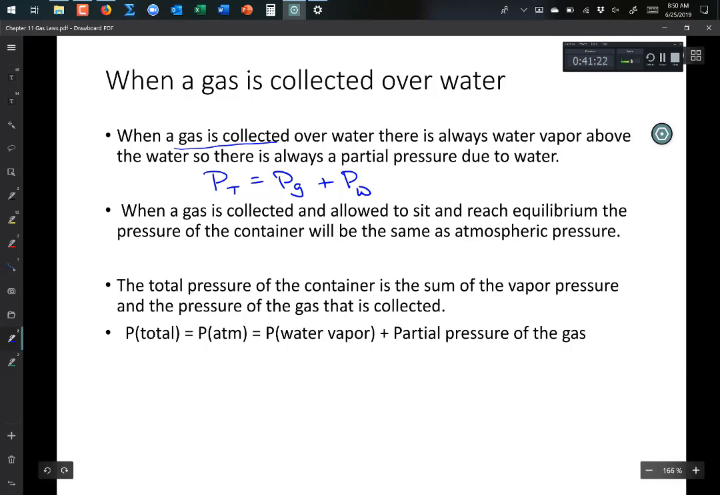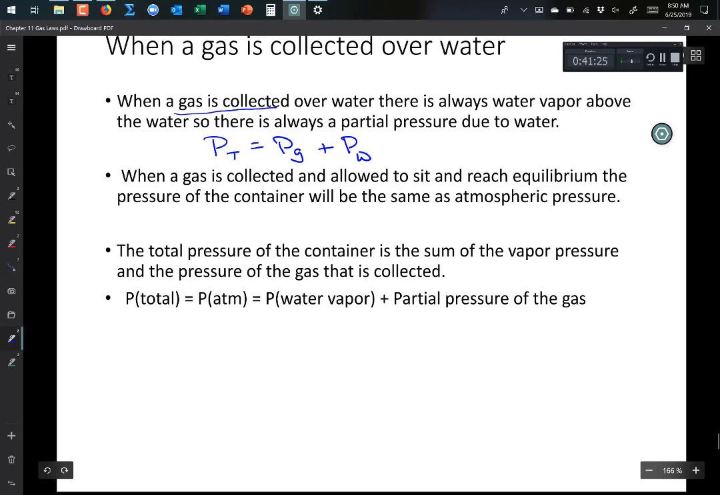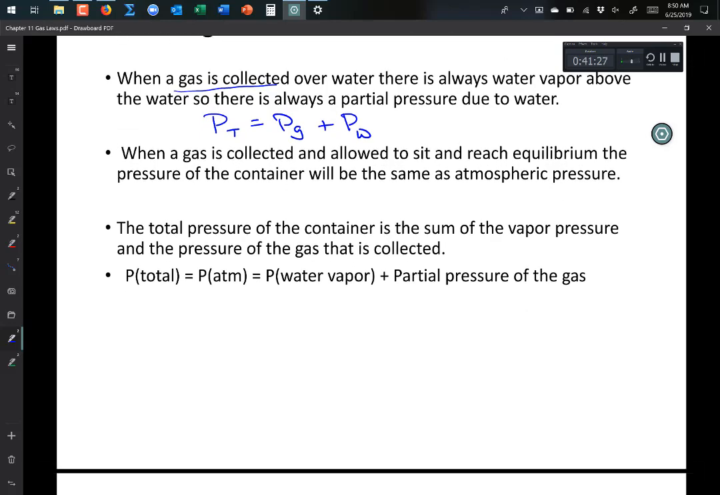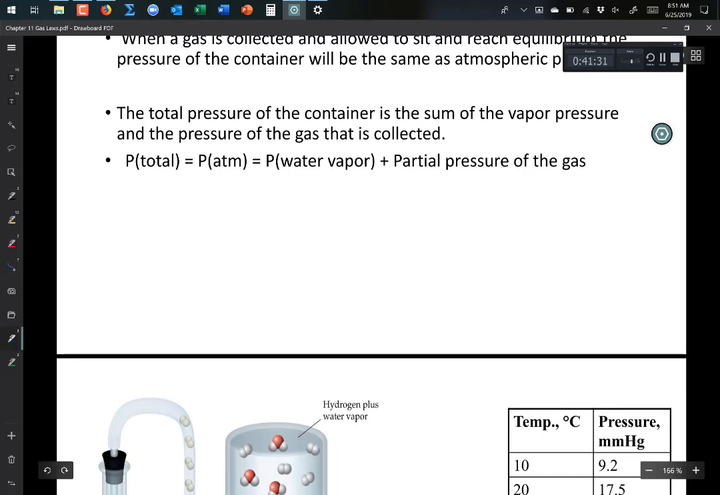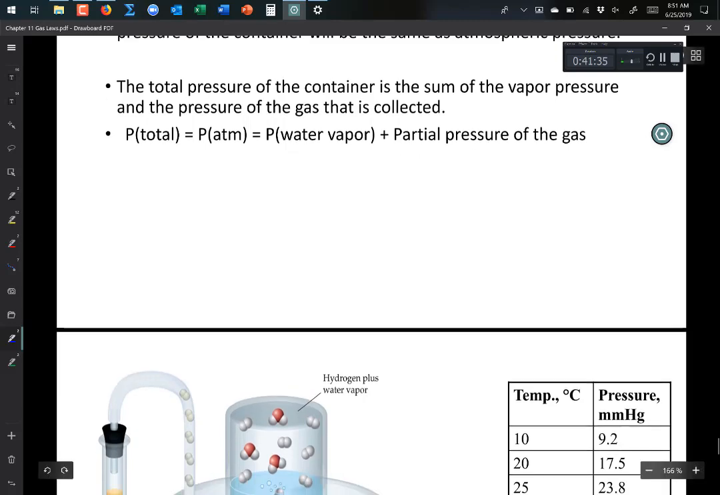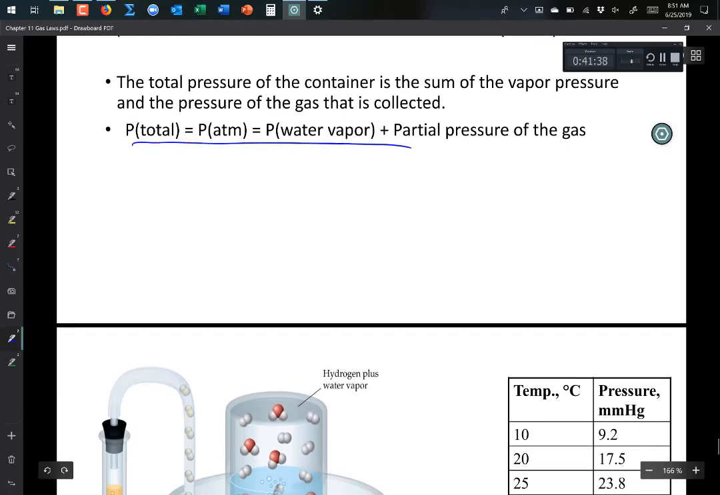Now it says the gas is collected and allowed to sit to reach equilibrium. The pressure of the container would be the same as the atmospheric pressure. That's kind of partially true, but that's all right. Now, this is just what I wrote up there. We're going to do this.